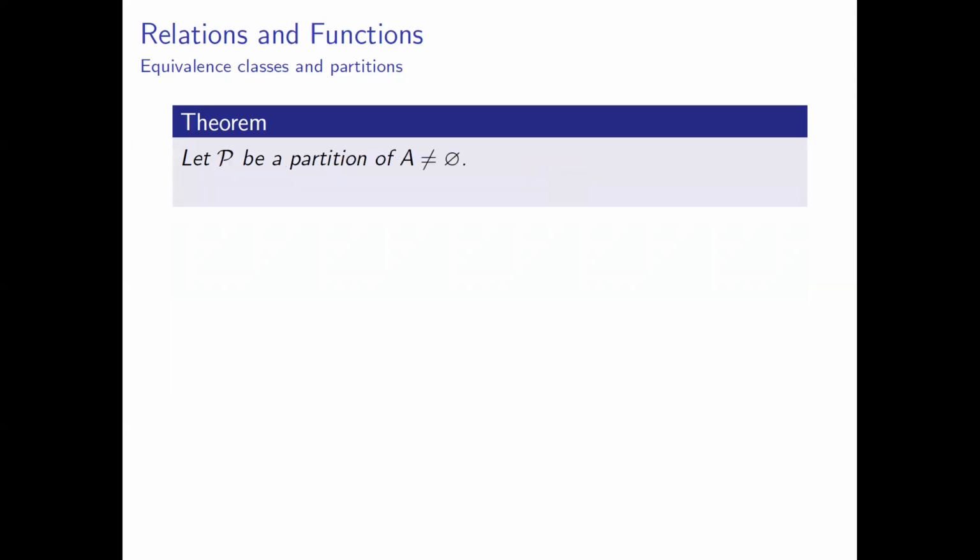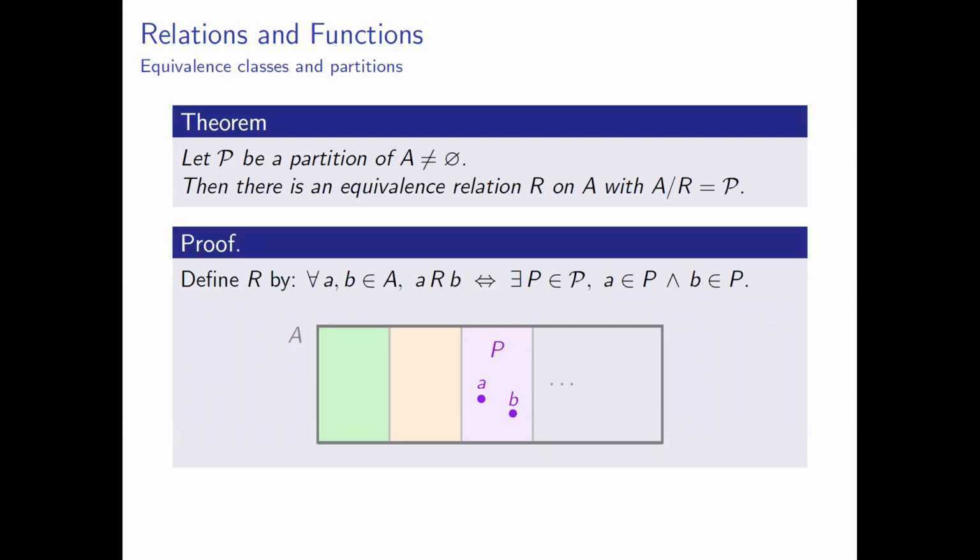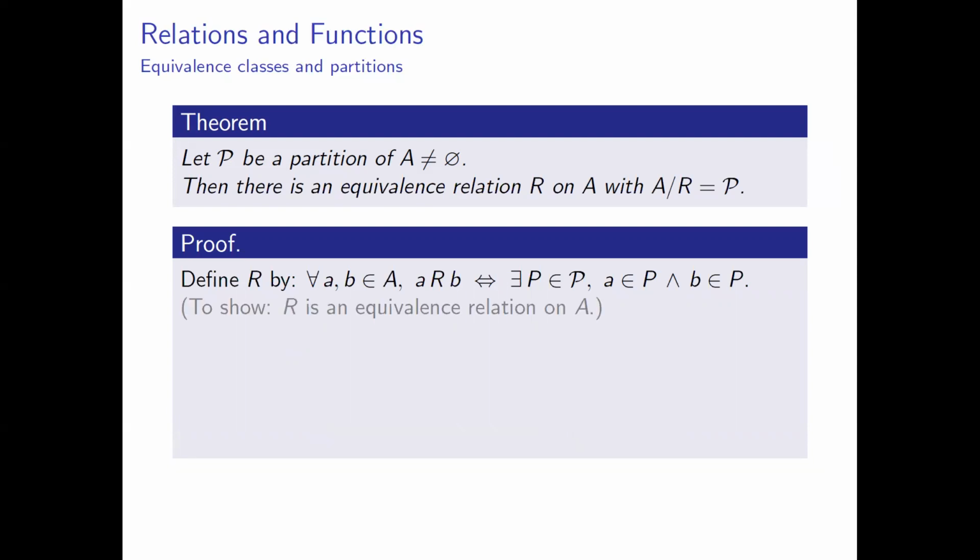Next, let P be a partition of a non-empty set A. Then there is an equivalence relation R on A with A modulo R equal to the partition P. To prove this, define R as follows. For any elements a and b in the set A, a is related to b if and only if some set P in the partition contains both a and b. We will show that R is an equivalence relation on A.